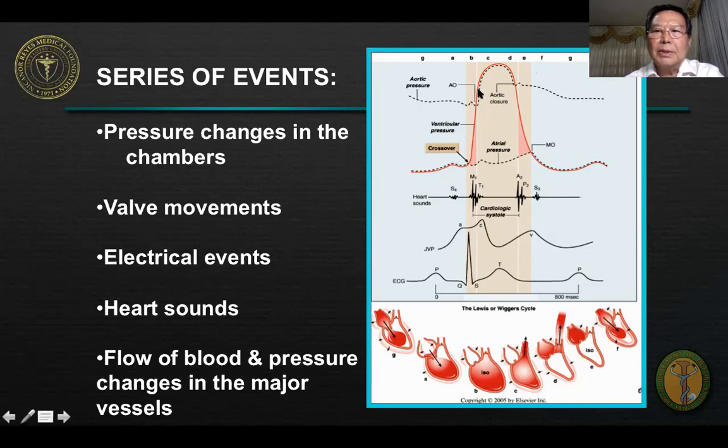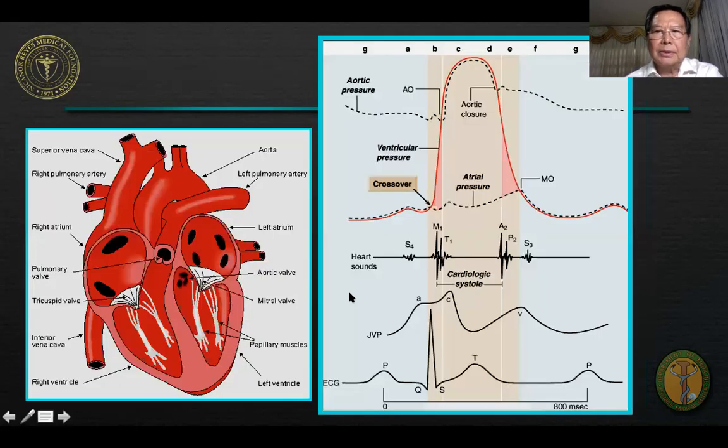Again, your aortic pressure over here, your ventricular pressure, okay? This is systole and diastole. These are your heart sounds based on your phonocardiogram. These are your jugular venous waves, your ACV, and these are your complexes on the electrocardiogram, okay? So let's go on. And this is a bigger illustration of the aortic pressure, okay?